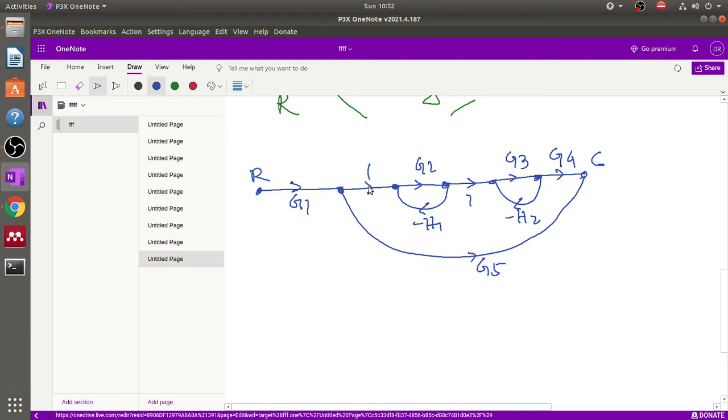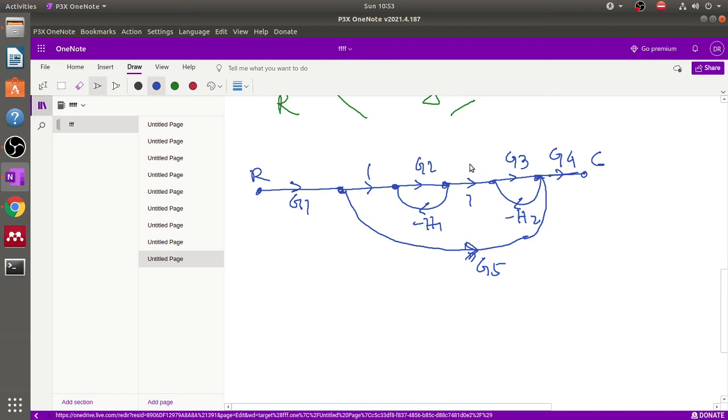This is G1, 1, G2, again 1, G3 and G4. Okay, sorry, this is from here. Okay, not here. I again show here that this loop gain is touching from here. This is a forward path. Okay, so now after this the gain is G4 and then C. Our output is taken from here. Okay, right. So now calculate this.